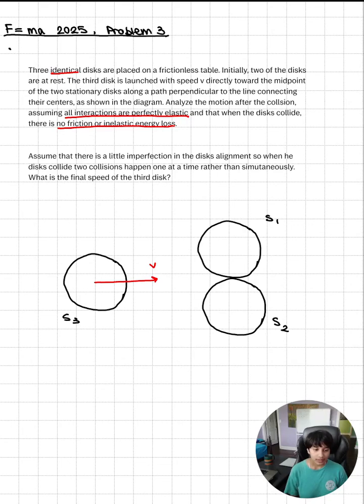Okay. Hello. Today I will be going through the F equals MA 2025 problem 3. So the question reads as follows. So the context goes like this.